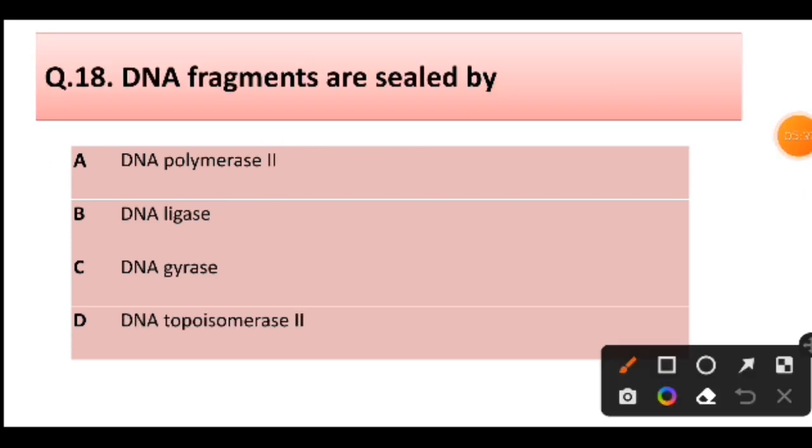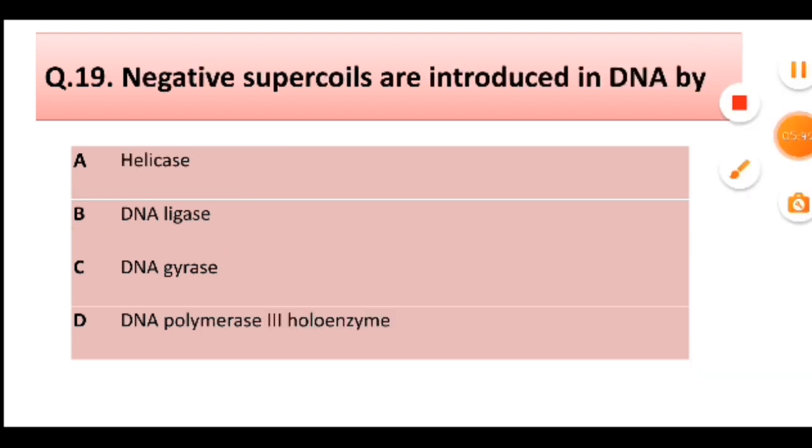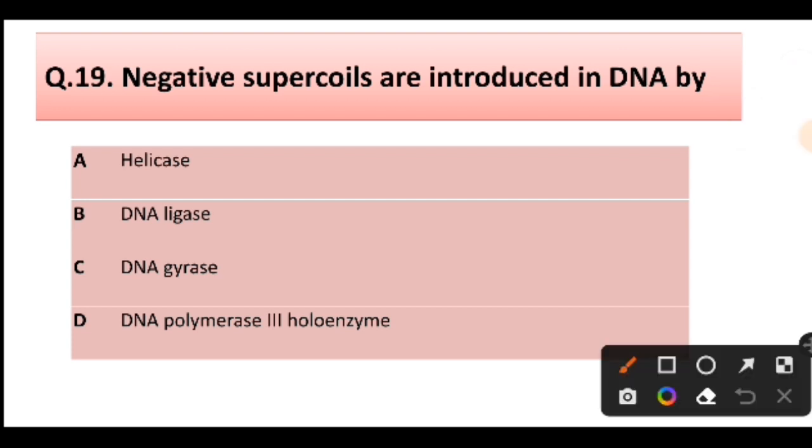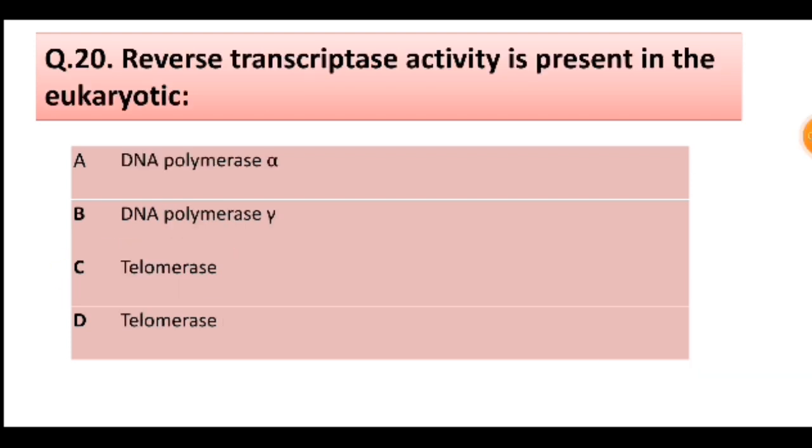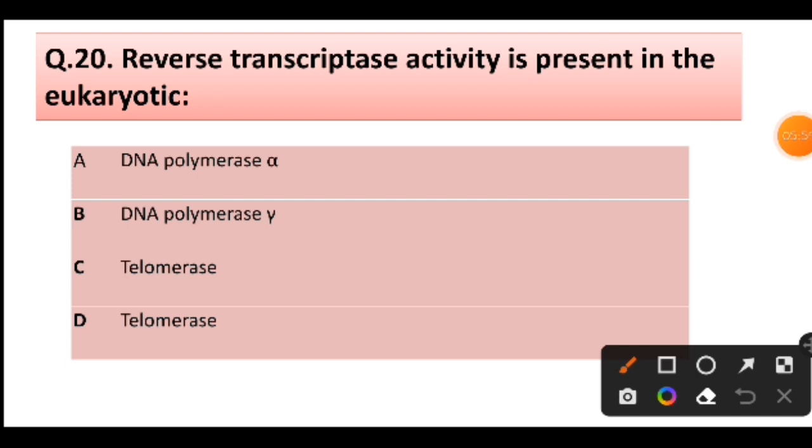Question 18. DNA fragments are sealed by DNA polymerase II, DNA ligase, DNA gyrase, DNA topoisomerase II. Correct answer is option B, DNA ligase. Question 19. Negative supercoils are introduced in DNA by helicase, DNA ligase, DNA gyrase, DNA polymerase III holoenzyme. Correct answer is option C, DNA gyrase. Question 20. Reverse transcriptase activity is present in the eukaryotic DNA polymerase alpha, DNA polymerase gamma, telomerase. Correct answer is option C, telomerase.